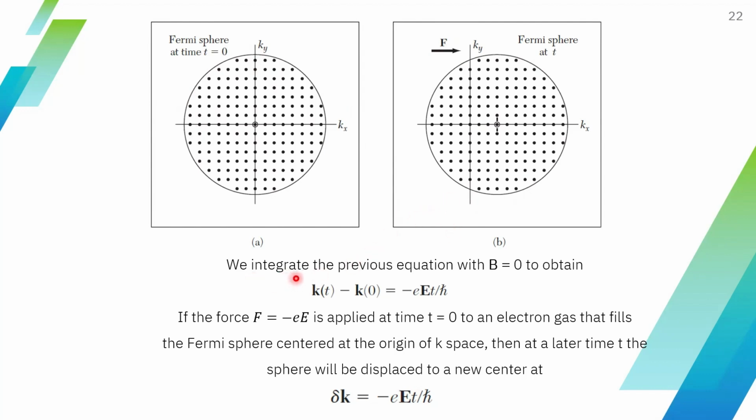Now I integrate the previous equation to obtain k of t minus k of 0, which equals minus eEt by h cross. If the force F equals minus eE is applied at time equals 0 to an electron gas that fills the Fermi sphere centered at the origin of k space, then at a later time the sphere will be displaced to a new center, at delta k equals minus eEt by h cross.